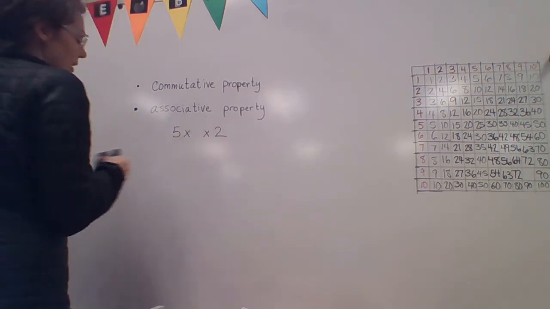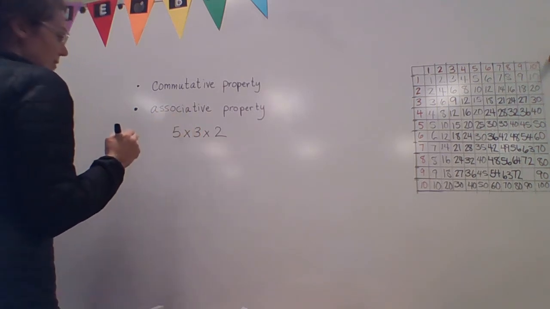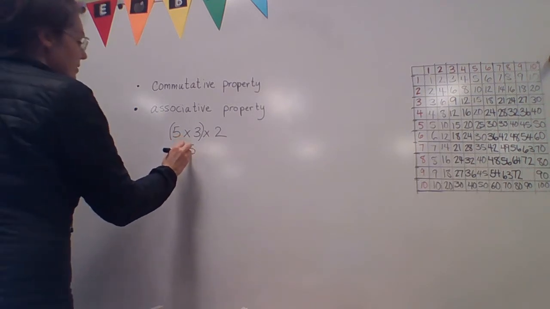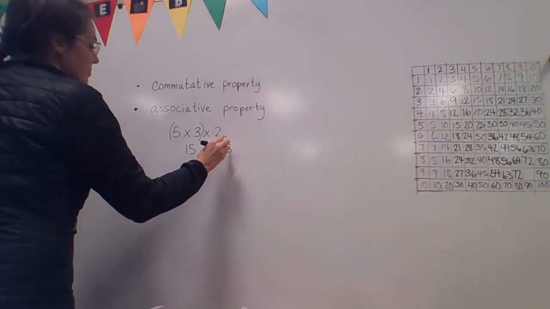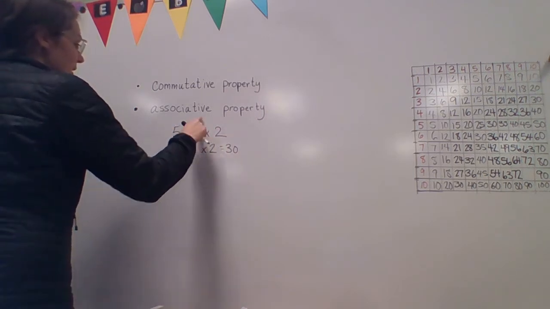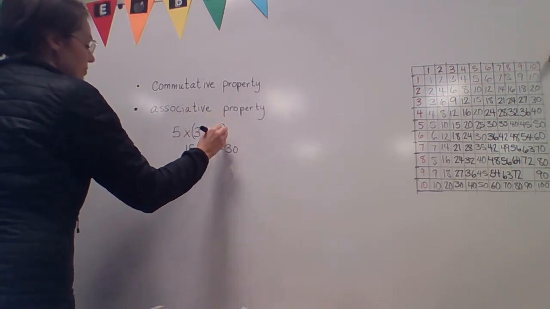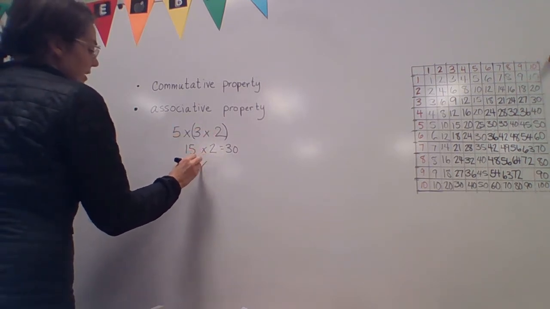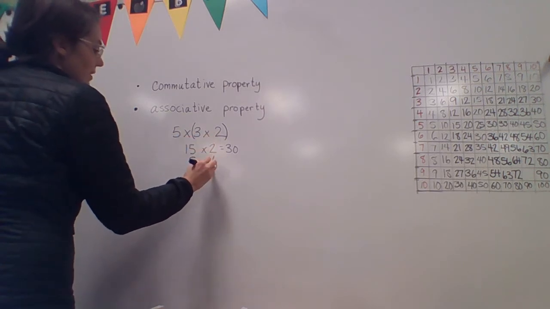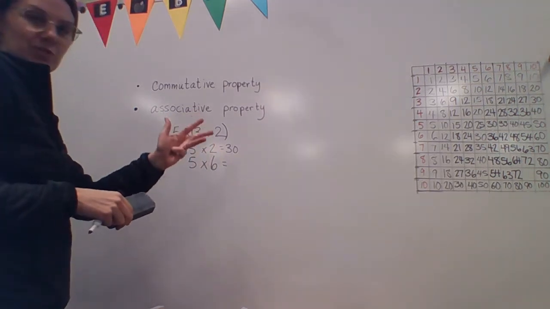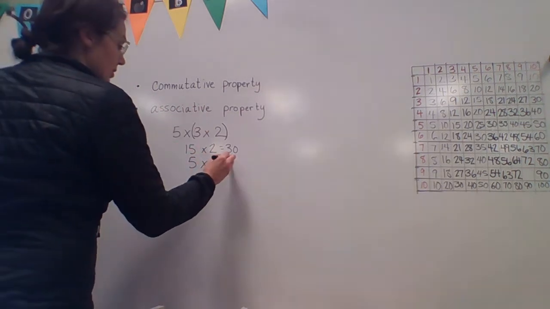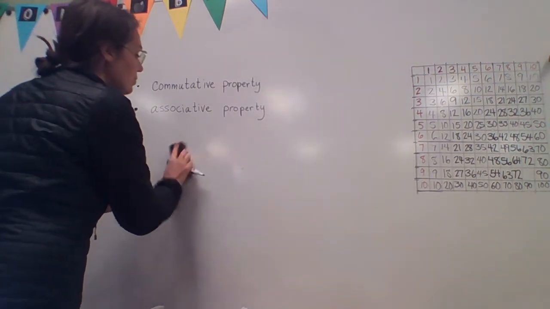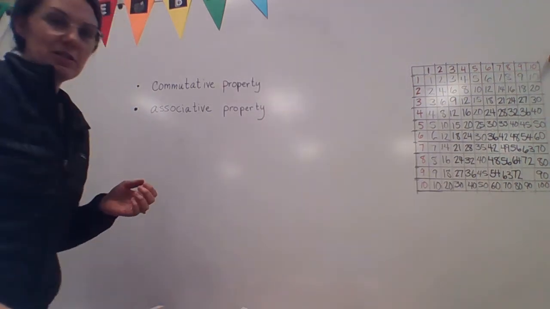So let's go ahead and change it around and say that I have 3. So first I can group them to say I have 5 times 3, that would be 15. 15 times 2 equals 30. But I can also say, I'm going to change these around, get 3 times 2 first. So then I'm saying I have 5 times 6. 5, 10, 15, 20, 25, 30. I still get the same answer. So associative property means you can group numbers any way you like in multiplication and still get the answer.